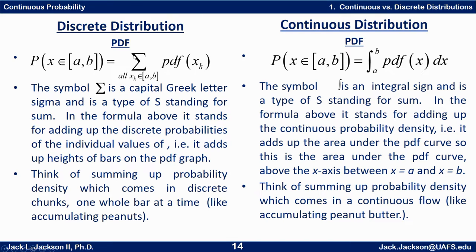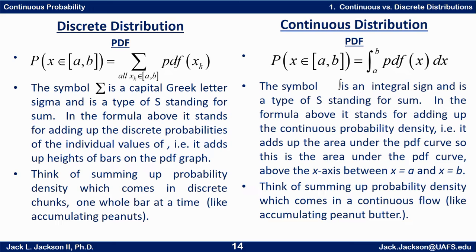Now remember that we use this capital Greek letter sigma. This capital Greek letter sigma is very much like our Roman letter or Latin letter capital S, standing for sum. So this is called the summation, which is just another word for add them up. So we're summing up or adding up the heights of the bars. You want to think of this as summing up the probability density, and that probability density comes in discrete chunks, one whole bar at a time.